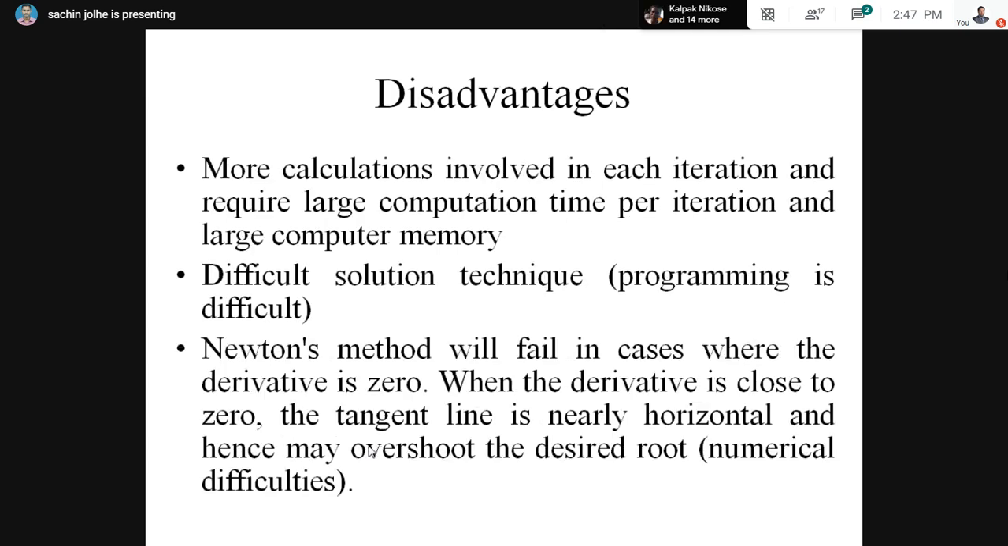What are the disadvantages of the system? More calculation is involved in each iteration, and it requires large computational time per iteration and large computer memory. As we know, we are not doing this calculation by hand nowadays because we are using different software. And if you want to do a project also, you will find there are different software packages, just like MATLAB. You can write any program on that, and you will be able to get its value.